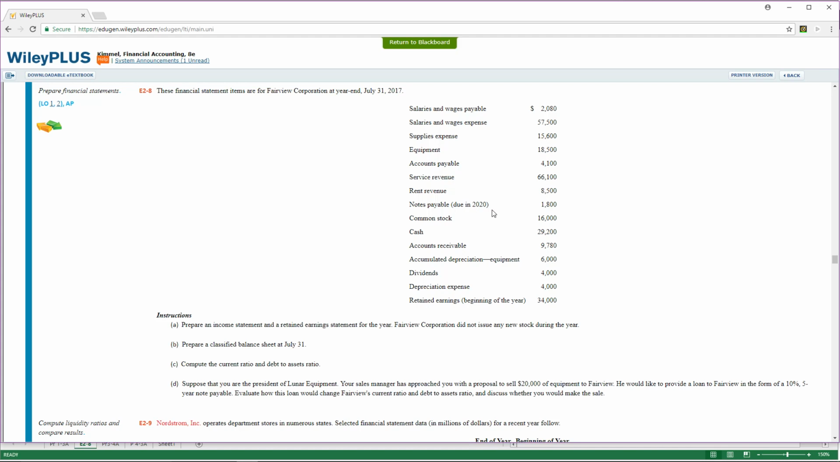The reason I'm pointing this out is these liabilities, the 3 liabilities we have, they're slightly different. Accounts payable and salaries and wages payable are considered current liabilities because they're going to be due within the next 1 year. Anything that's due beyond next year, that's if it's not due by July 31st, 2018, it's considered a long-term liability. So notes payable will be classified as a long-term liability. If you recall, we are preparing a classified balance sheet. We are trying to identify when this is due.